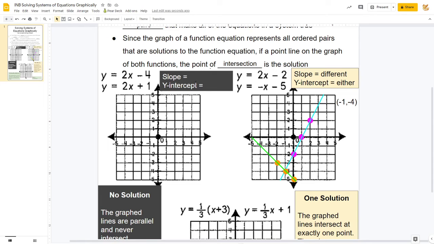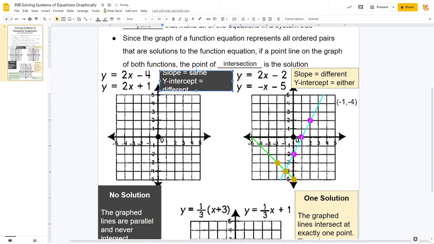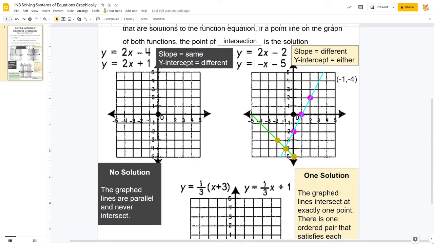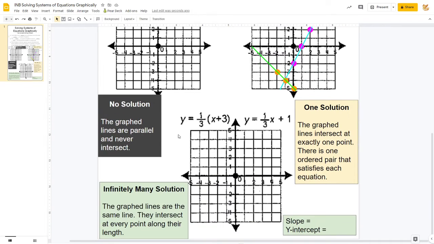But I am going to talk about the slope right here. The slope is the same with no solutions. The slope is always the same, and the y-intercept is different. If the slope is the same and the y-intercept is the same, they will have infinite solutions. But to have no solutions, they need to have a different y-intercept. These will create parallel lines. Just to let you know, remember, parallel lines are two lines that are going the same direction but are spaced apart, never touching each other.